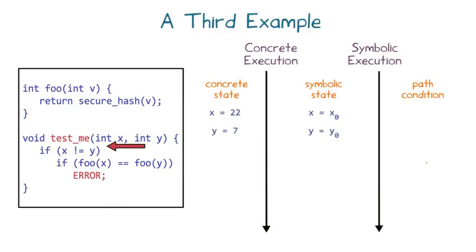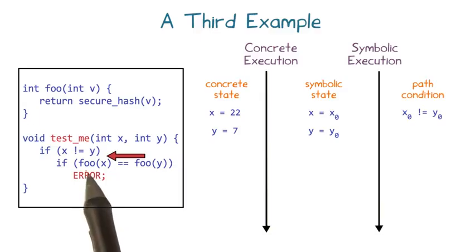Suppose DSE starts again with the concrete random inputs x equals 22 and y equals 7. The symbolic state again is set to x equals x0 and y equals y0. At the first condition, since the concrete values of x and y are different, the true branch is taken, and we add the symbolic constraint x0 does not equal y0 to the path condition.